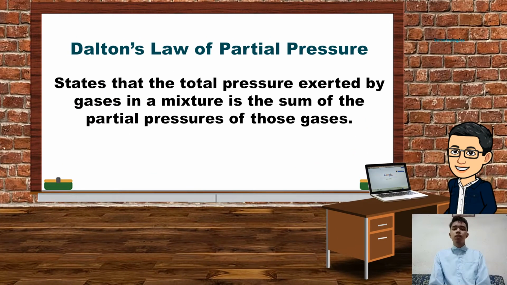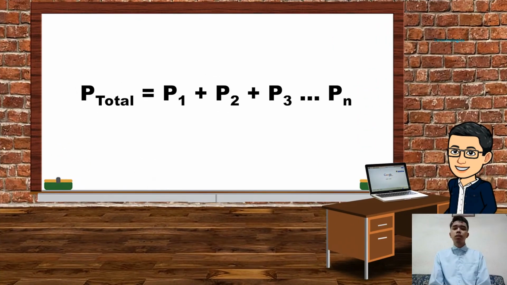So Dalton's law of partial pressure states that the total pressure exerted by gases in a mixture is the sum of partial pressure of those gases. And we can derive the formula P total equals P1 plus P2 plus P3 and so on, wherein P1 is the pressure of the first gas, P2 is the pressure of the second gas, P3 is the pressure of the third gas, and P total is the total pressure of all gases.